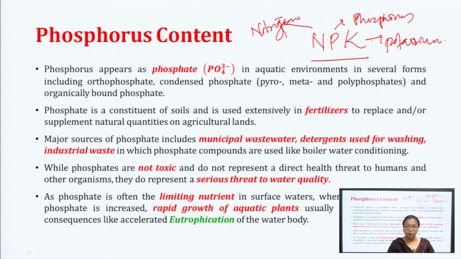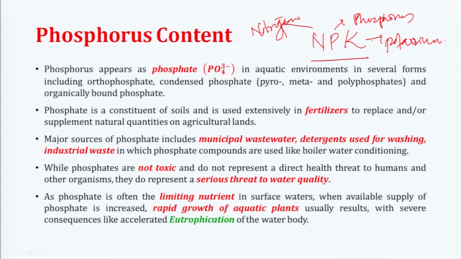What are the other major sources of phosphate? Major sources of phosphate include municipal waste, detergents used for washing, and industrial waste in which phosphate compounds are used, like boiler water conditioning. In the Indian scenario, the major sources are fertilizer and soap, because you are using detergents to wash your clothes and to wash yourselves, and those have phosphates. So, where will all that phosphate go? That is where the problem starts.